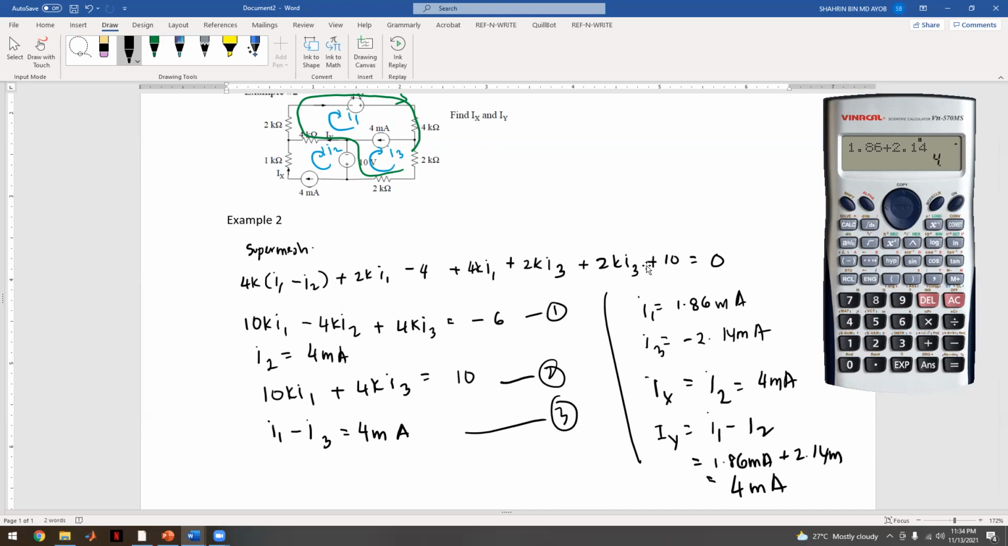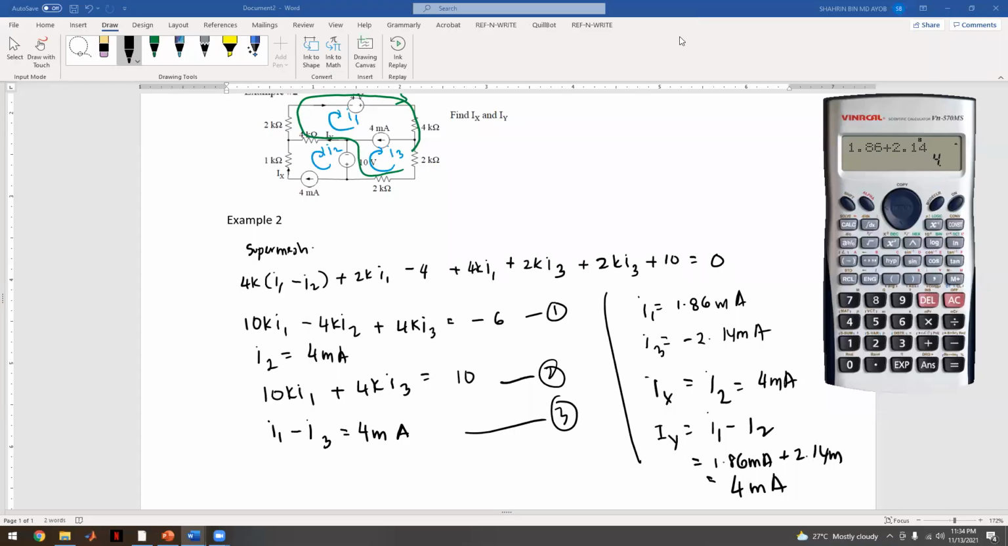Okay, is it correct? You need to double check. You can check it by using simulation, such as LTSpice, to double check whether your answer is correct or not.